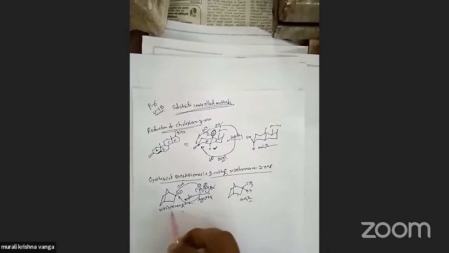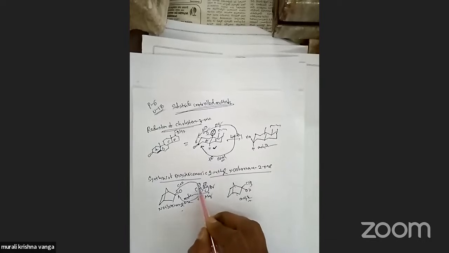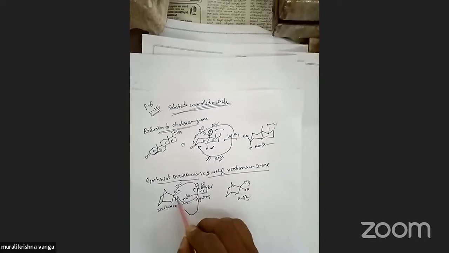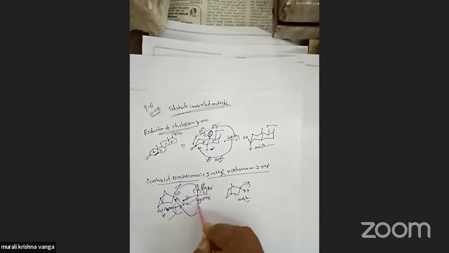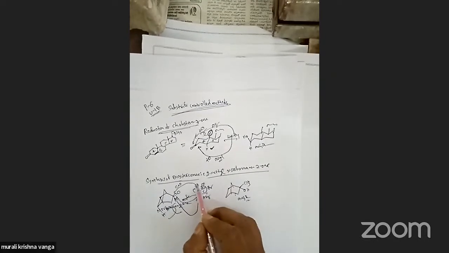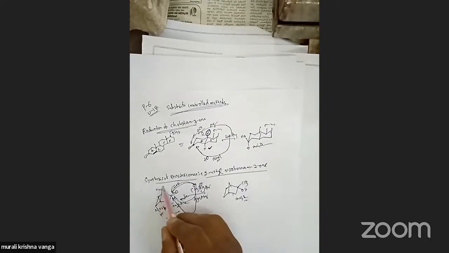Why? Because when the methyl magnesium bromide approaches from the endo side, the hydrogens are there. These two hydrogens form repulsions. Due to the repulsions between these hydrogens, the methyl magnesium bromide instead releases methyl from the exo side. So here two hydrogens are there, with no steric crowding. Therefore, the exo methyl group is the major product. Okay.